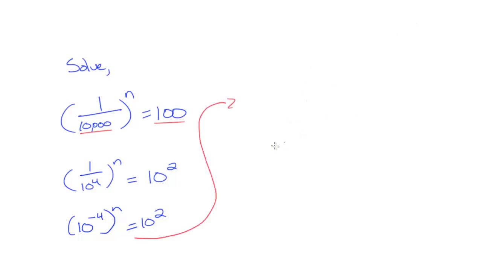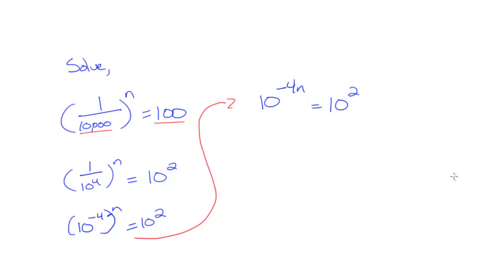All right, to continue on, I'm going to apply the property of exponents. It says if I have an exponential expression raised to an exponent, I multiply those two exponents together. So on the left-hand side of the equation here, I'm going to get 10 to the negative 4n, because negative 4 times n is negative 4n. And on the right-hand side, I have 10 squared.